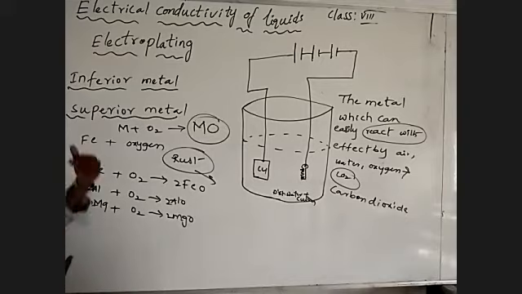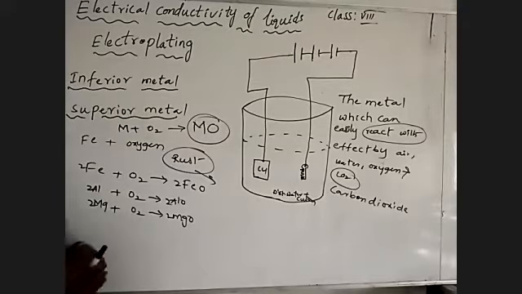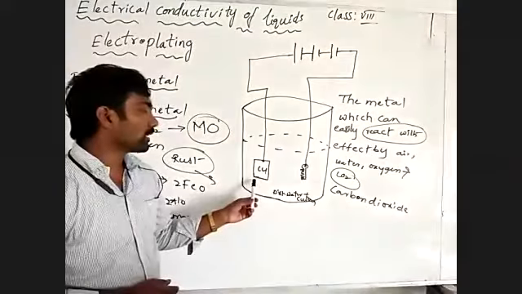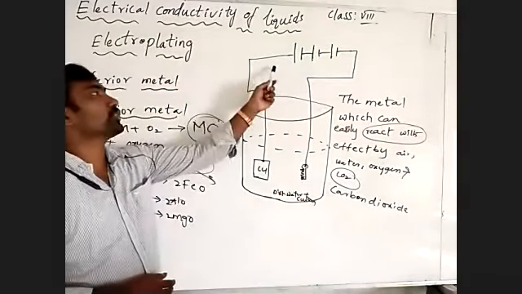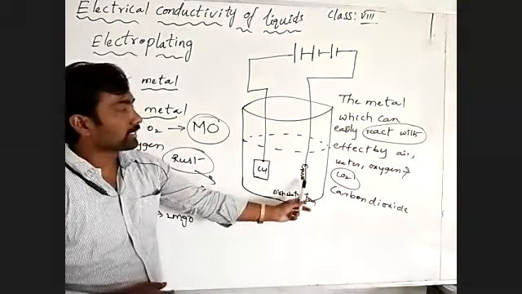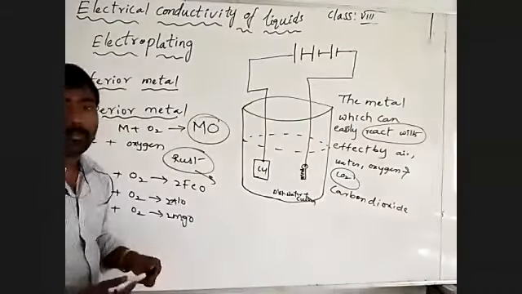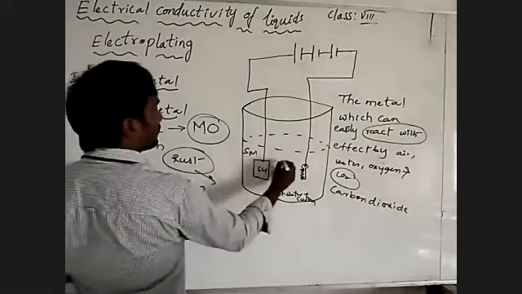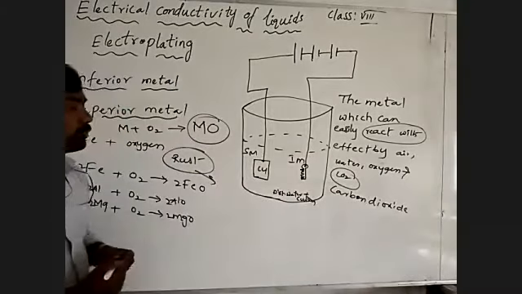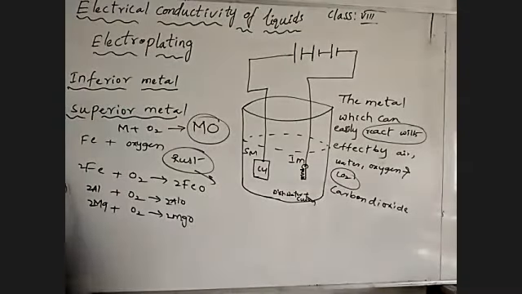Coating is done with a superior metal on an inferior metal. Understand? This is a superior metal and this is an inferior metal. The superior metal is connected to the positive terminal of the battery, and the inferior metal is connected to the negative terminal of the battery. Understand? So by that, what happened?